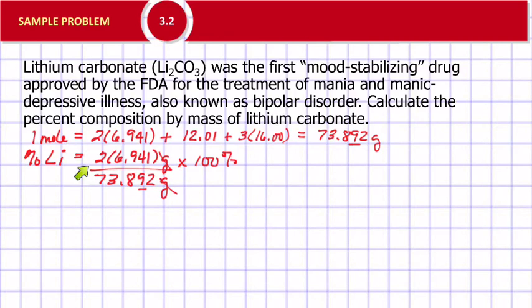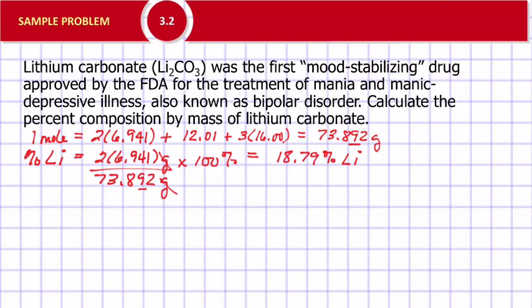Now, if you want to multiply that out and write it down, that's fine. I did the last one that way because I could multiply it in my head, but I don't feel like doing it on the calculator and writing the number down. So 2 times 6.941 divided by 73.892 times 100. And this gives me 18.79% lithium in lithium carbonate.